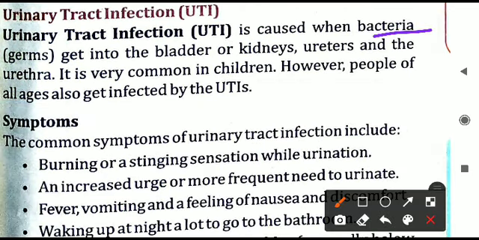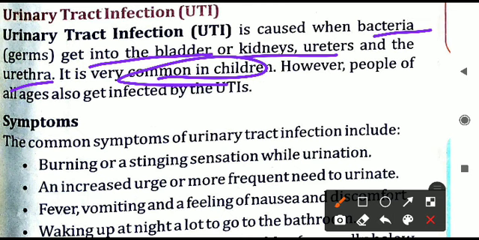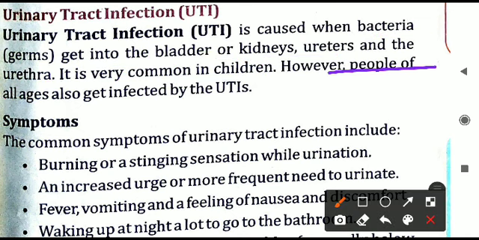It is caused when bacteria enter the bladder, kidney, ureters and the urethra. So if any of these body parts are affected by a bacterial infection, it is indicating UTI, urinary tract infection. It is a very common infection in children, and people of elder ages are also prone to this. Irrespective of age, sometimes people of all ages get UTI.